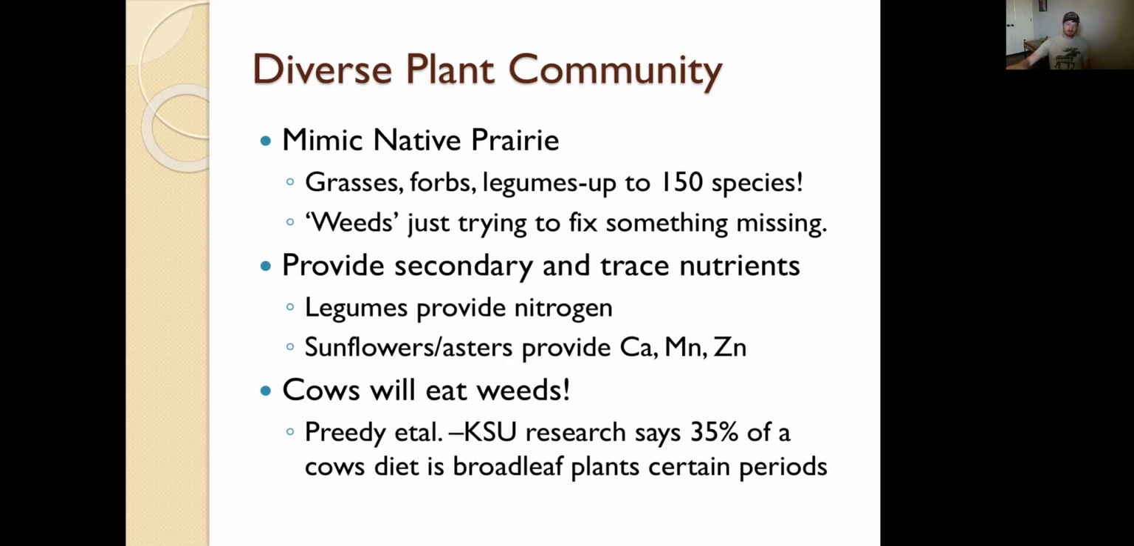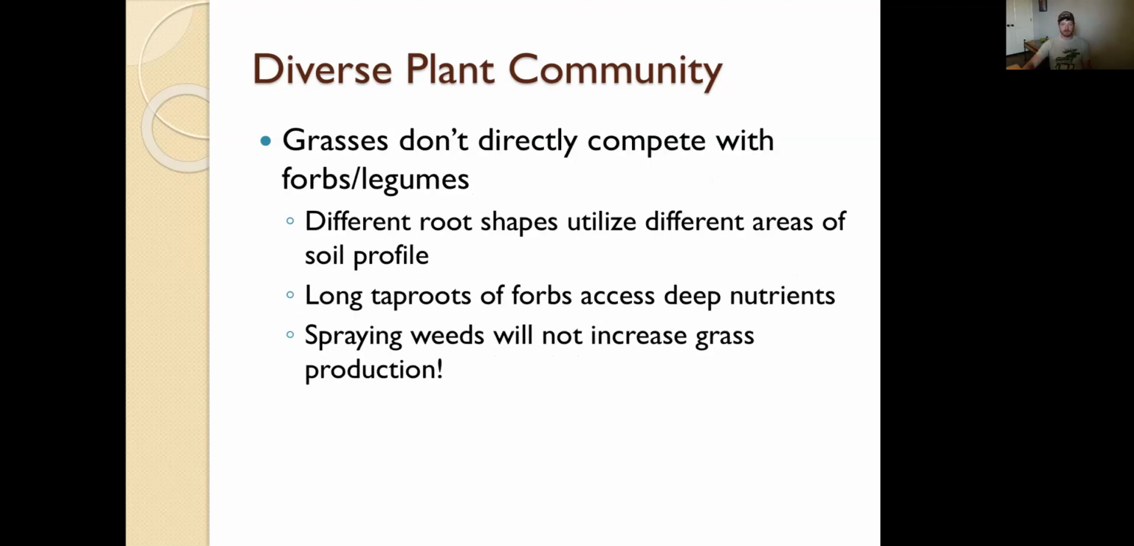And then cows will eat weeds. It's like little kids and broccoli. It's nutritious, it's good for them, may not taste very good. But if we can manage how we graze our livestock, we can certainly get some cows to utilize some of those plants, certainly in certain periods of the year or certain periods of the growing season.